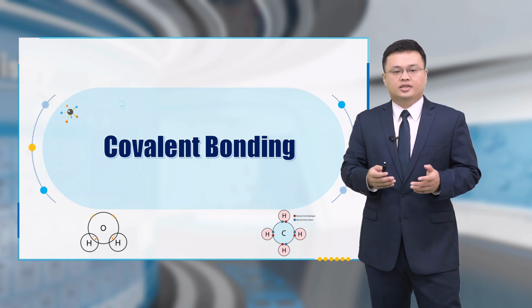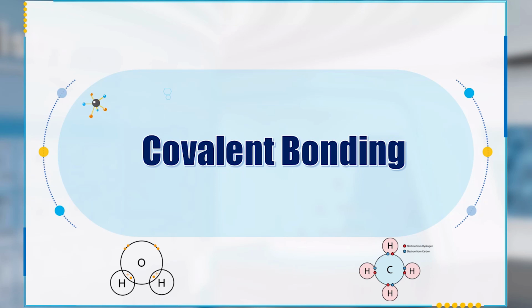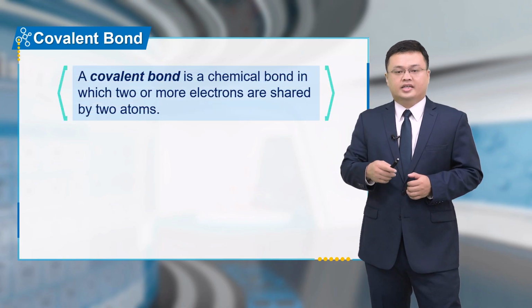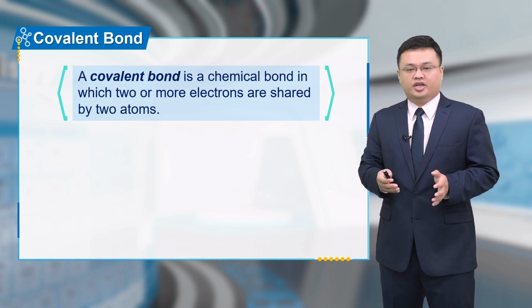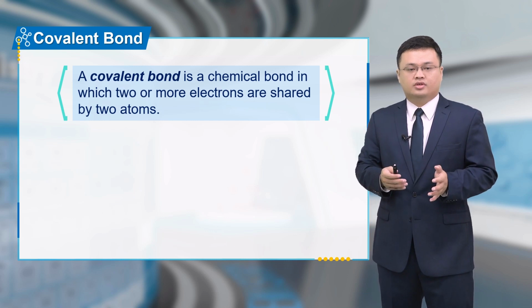A hydrogen atom in the gaseous state does not give up an electron to another nonmetal atom. Bonding between a hydrogen atom and a chlorine atom involves the sharing of electrons, which leads to a covalent bond. A covalent bond is a chemical bond in which two or more electrons are shared by the two atoms.